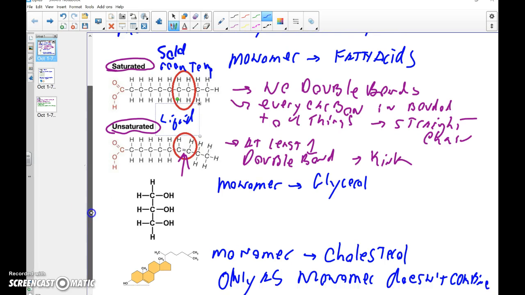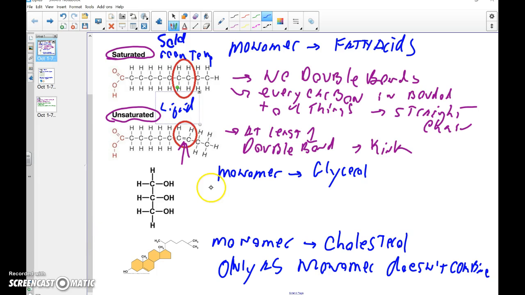Now down here we also have another monomer of lipids, just called glycerol. Glycerol is a lot like Vaseline. It's very smooth and slick, very resistant to water. And it actually has some structural uses.